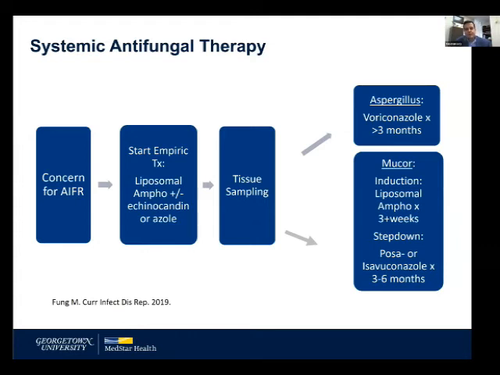And if it ends up being aspergillus, it gets stepped down to voriconazole for at least 3 months, typically monitored by serial imaging as well as our endoscopic exams to determine the ultimate length of treatment. And then Mucor gets upfront induction amphotericin and then stepping down, oftentimes with posaconazole or isavuconazole. However, I think cost can sometimes be prohibitive in some of these, but they do seem to have fairly good results.